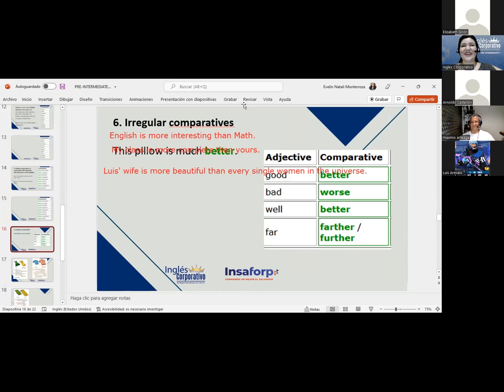Okay, so we have here irregular comparatives. These are the ones that have their specific form. You have good, better; bad, worse; well, better; far, farther or further. You have two options for the comparative. Please don't say gooder, badder, weller, farer. No, don't do that, please. Se muere un diccionario cada vez que hacen eso. Better, worse, better, farther, and further.